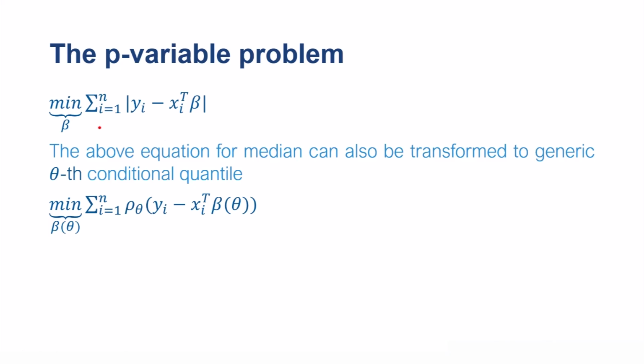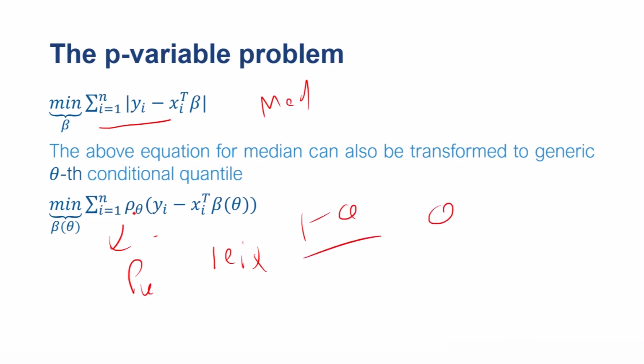The same least absolute estimation for the median can be transformed to the check or loss function rho theta, where the magnitude of each error is multiplied by 1 minus theta for negative errors and by theta for positive errors. So instead of that function, you'll have this check function. And when this is minimized, the solution to this optimization problem will be those betas for that particular quantile theta.